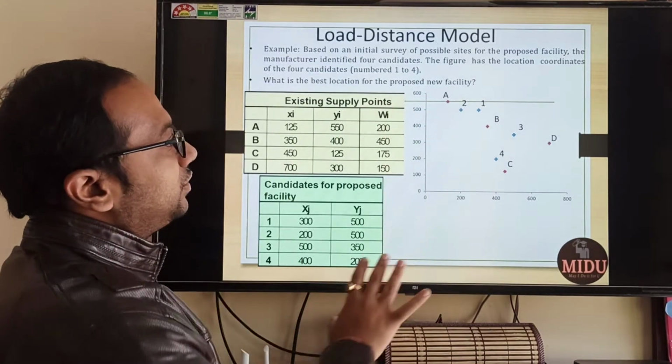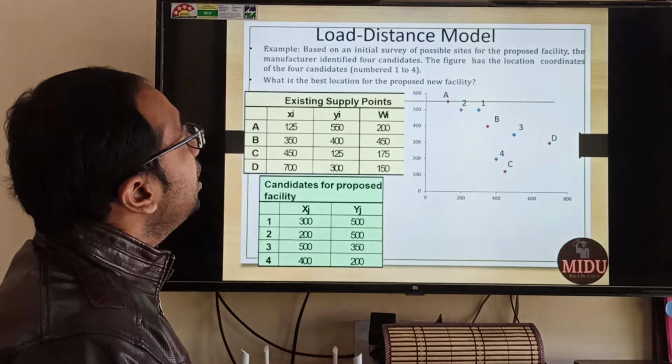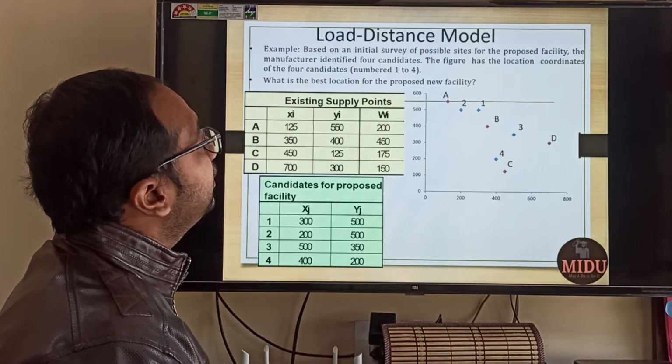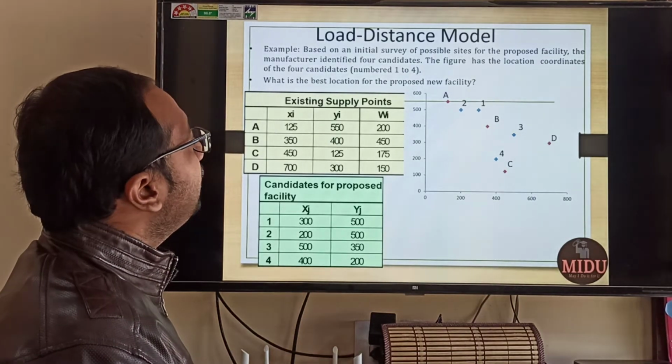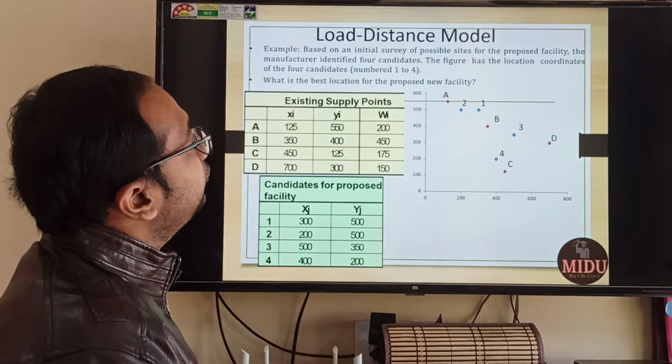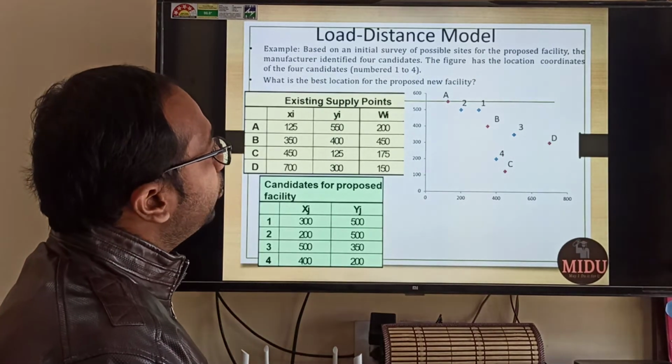So see, just read this example. What this example is saying, we did an initial survey of possible sites. There were 4 candidates which were identified. The figure has location coordinates of the 4 candidates numbered 1 to 4.